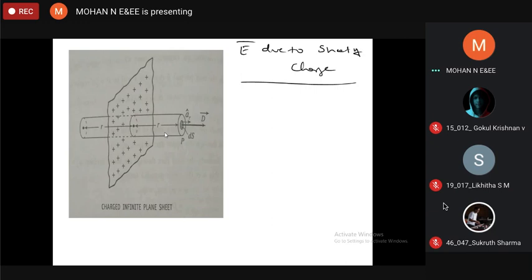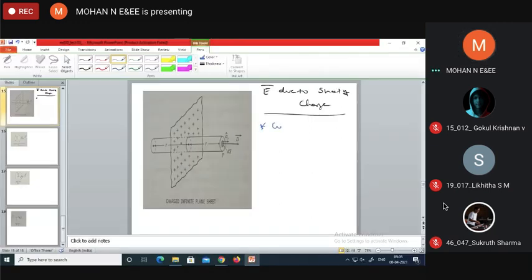Now follow me here. What have we assumed? Again a cylindrical surface. Here r is not the radius, r is the symmetrical length on either side of the sheet of charge.